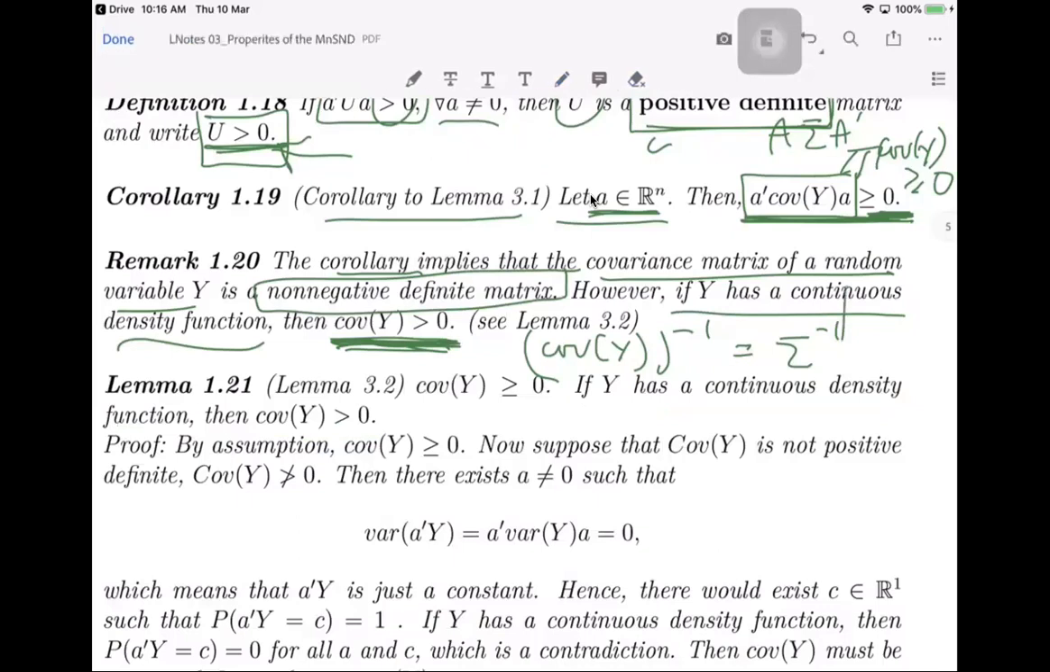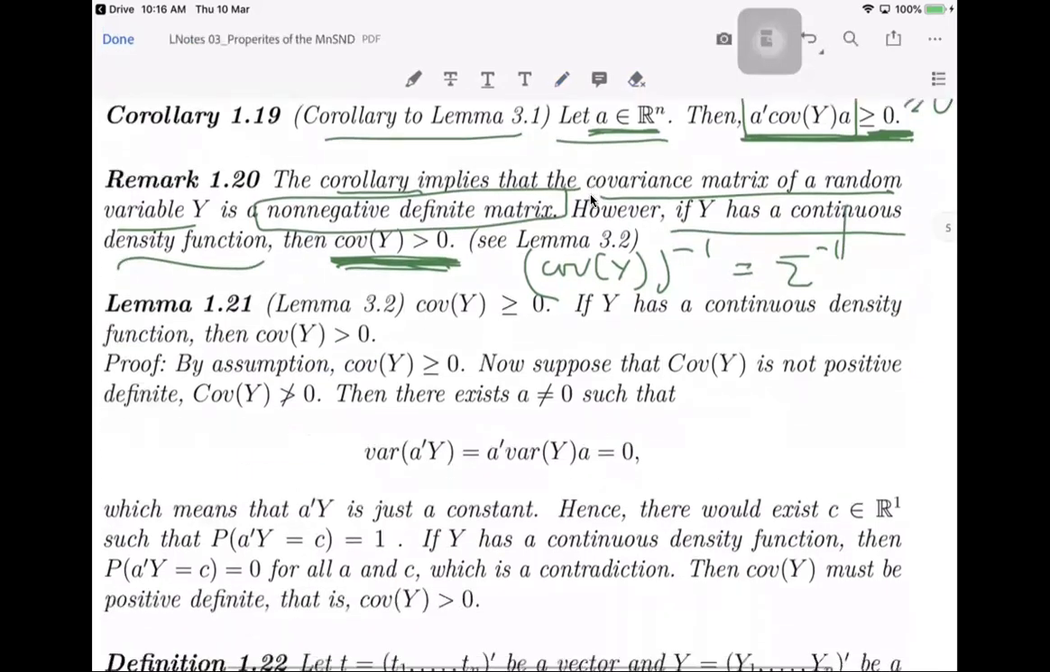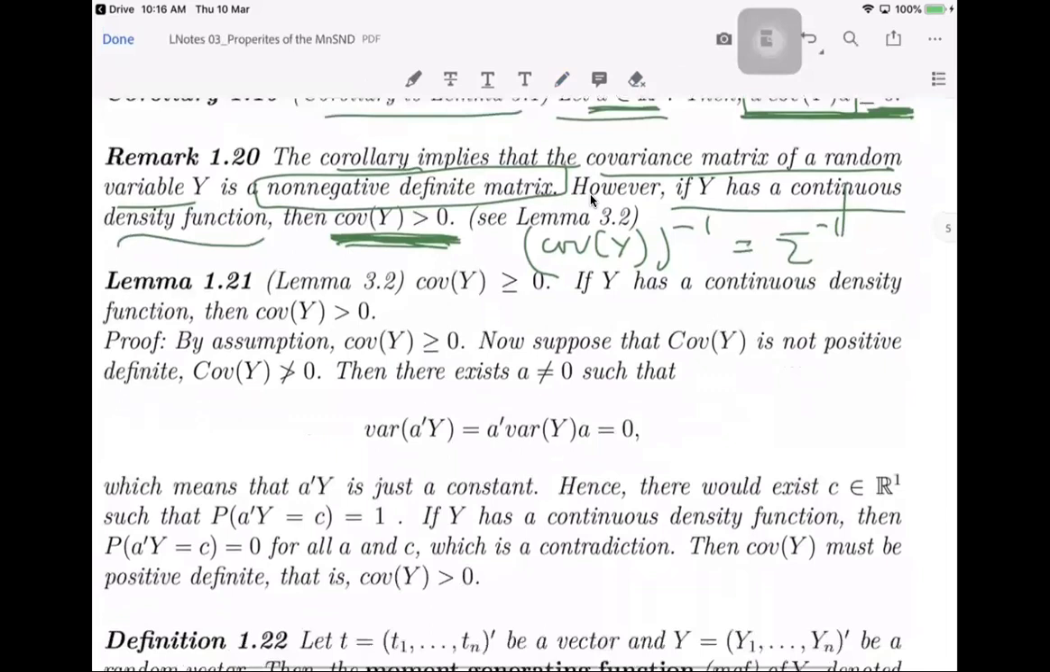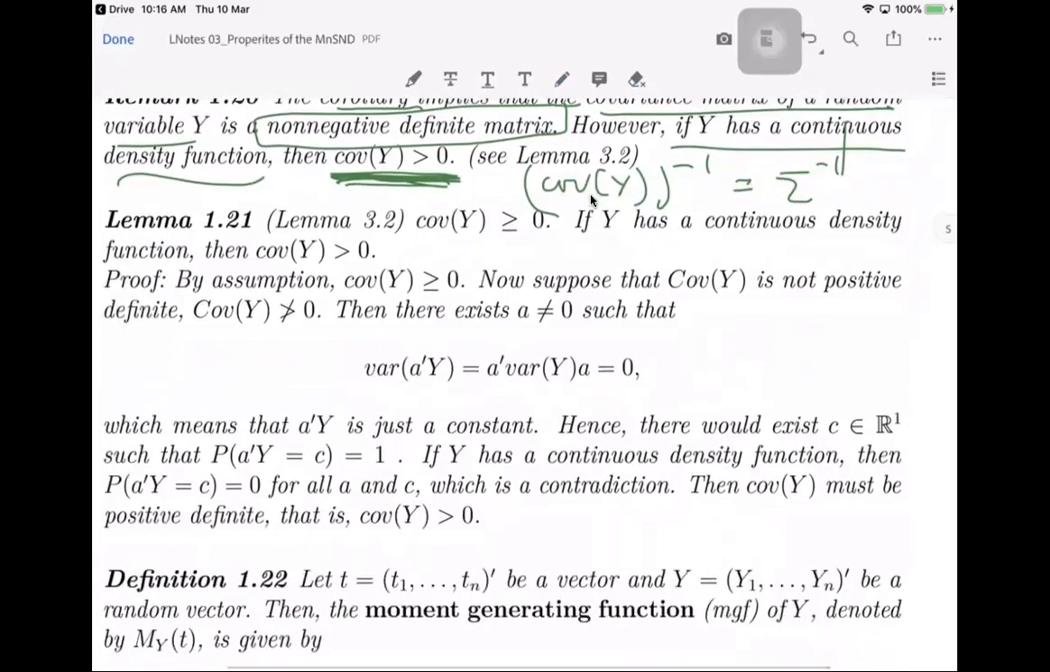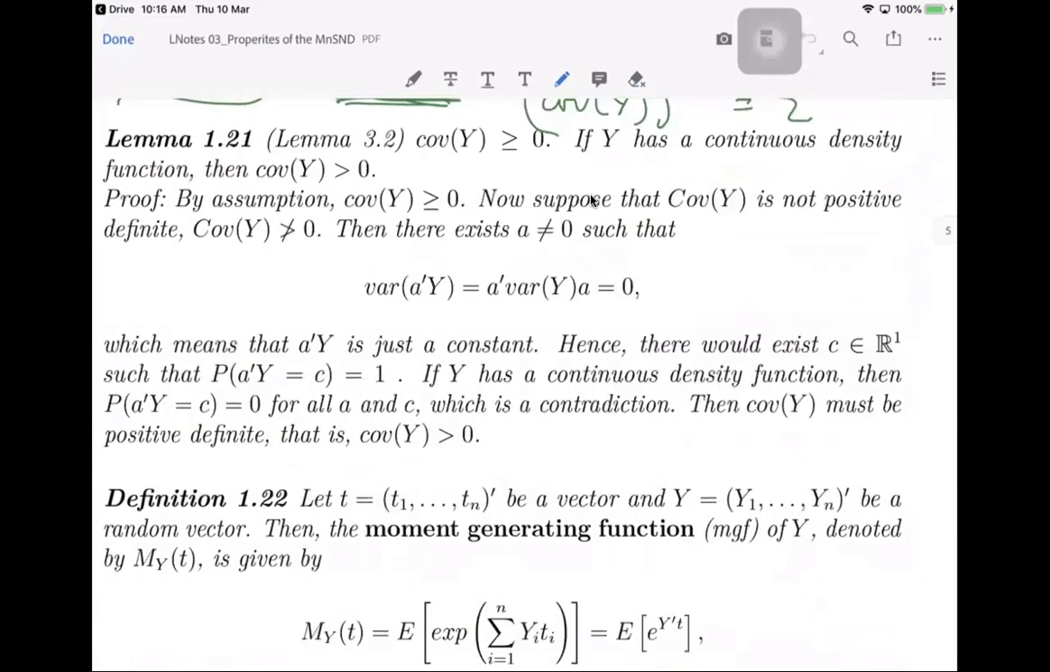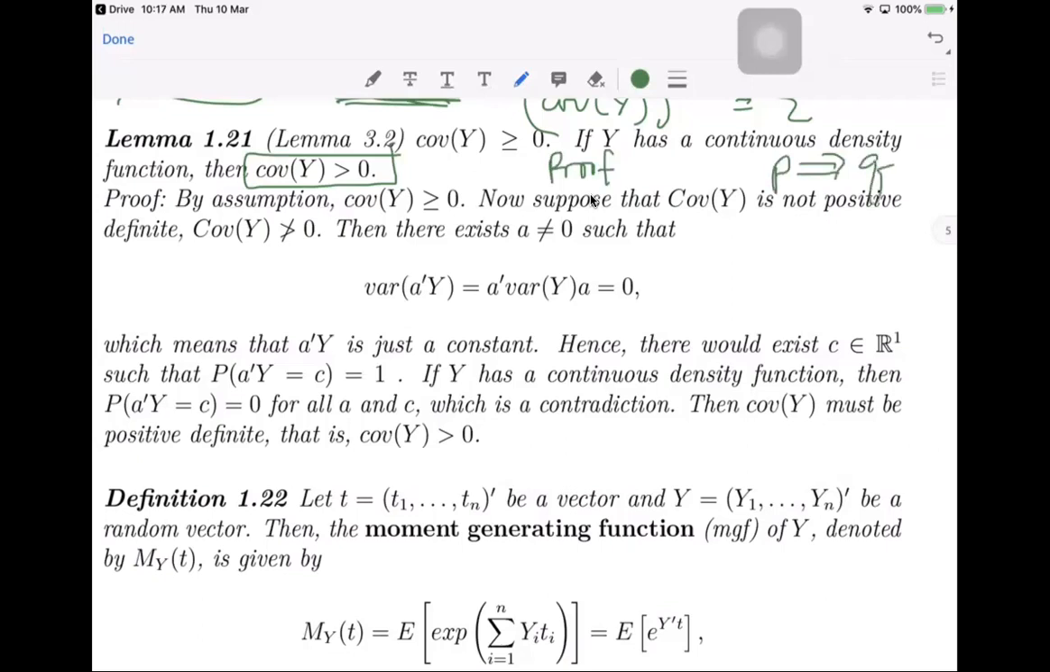So how do we prove this? We prove this by contradiction. So suppose it's not positive definite. Proof by contradiction starts with supposing it is not true. So P implies Q. By contradiction is not Q implies not P. If you can show this, this is proof by contradiction.